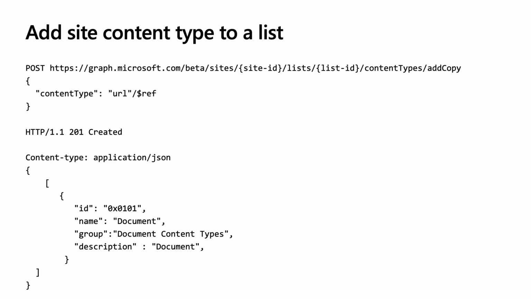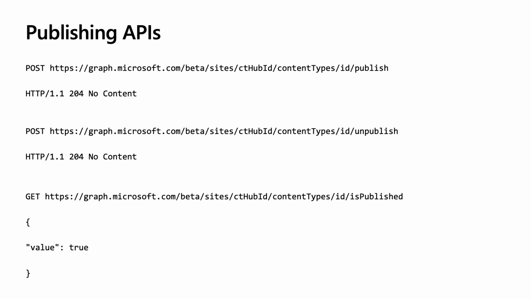Following that, if you decide to add a site content type to a list, you can do the add copy API call, which allows you to copy the content type from the site to the list itself. And finally, if you're working with a content type hub, you'll be able to manage the publishing with the publish and unpublish APIs, as well as check the publishing status for an API using the isPublished API call.